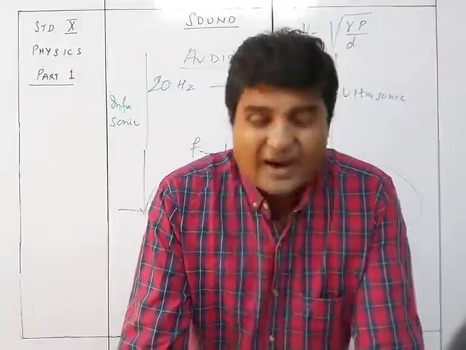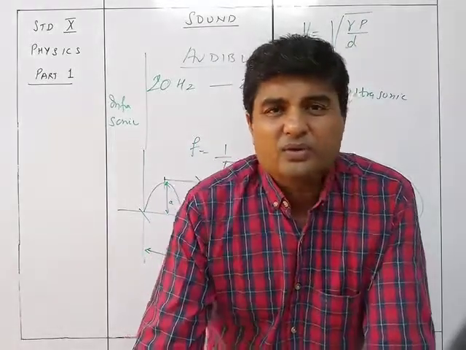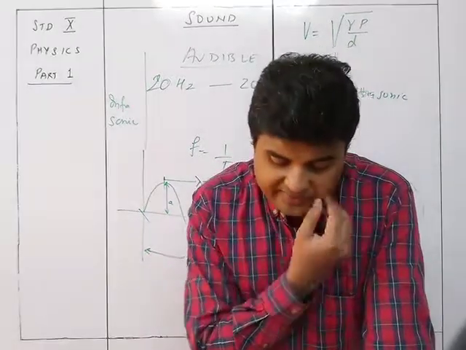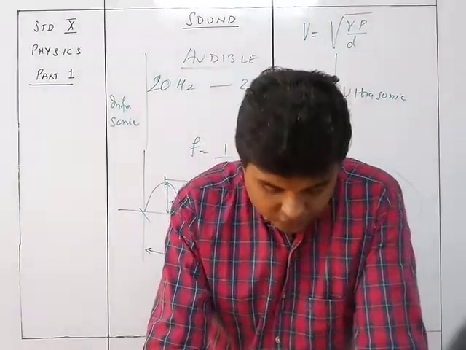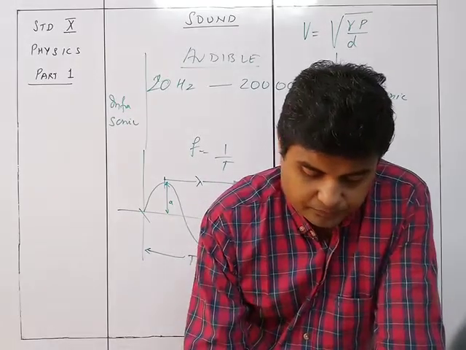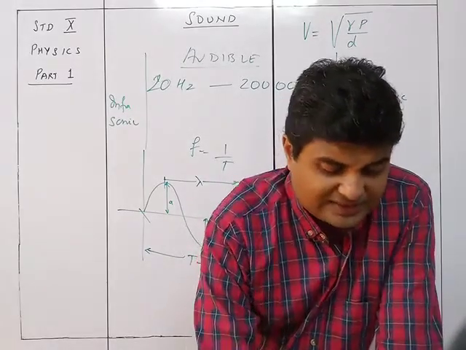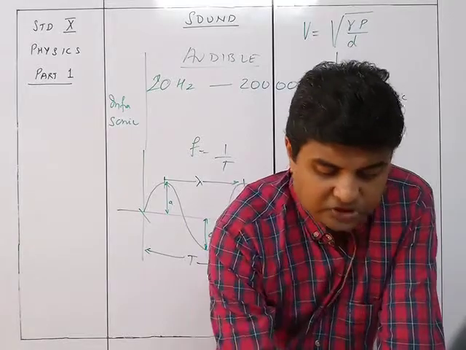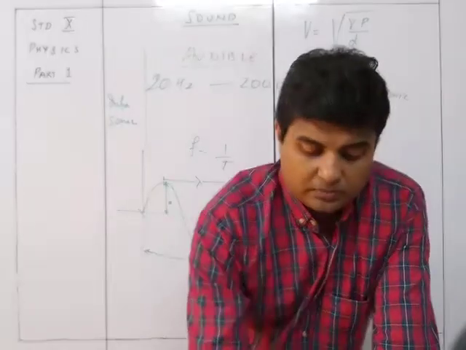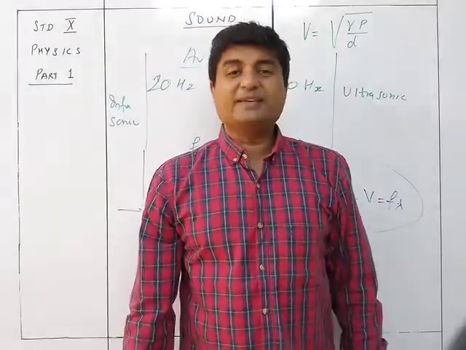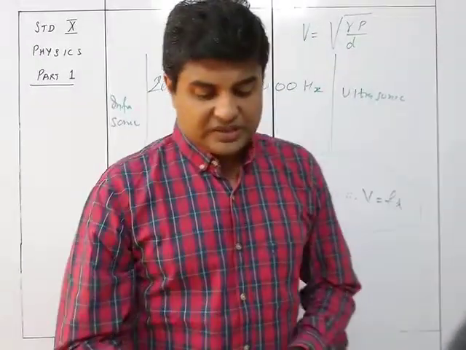These waves, that is electromagnetic waves, are transverse waves, whereas these are longitudinal waves in air. So that is the distinction. Now let's start with the portion which is connected to our 10th standard. So first thing is reflection of sound waves.